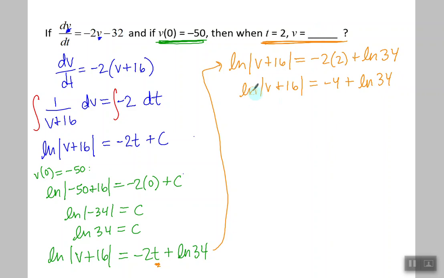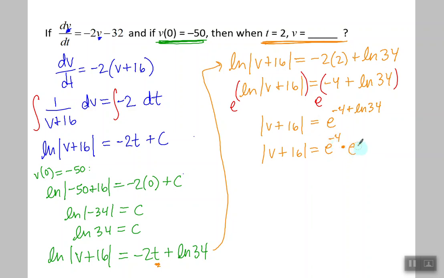So to get the natural log to go away, I exponentiate both sides. Base e with all of that the exponent, base e with all of that the exponent, leaves me with absolute value of v plus 16 equals e to the negative 4 plus natural log of 34. I can do a little bit of simplifying on this side because I remember that in my exponential properties, this is the same as saying e to the negative 4 times e to the natural log of 34 since I'm adding those exponents. Then using my inverse properties, e and natural log are inverses, and I can bring down the 34. So now I have the absolute value of v plus 16 equals 34 times e to the negative 4.